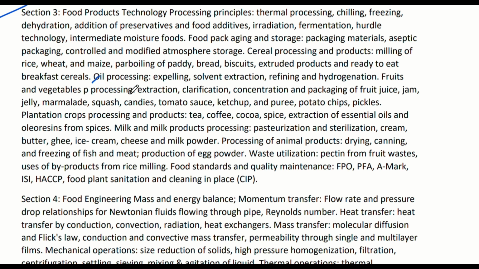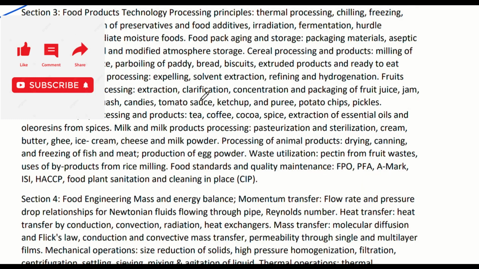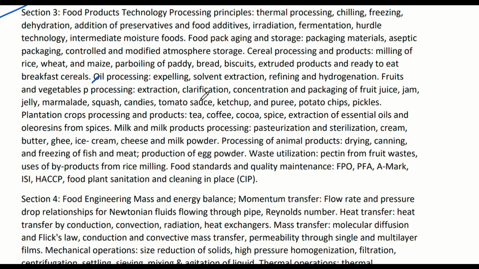Oil processing, expelling, solvent extraction, refining and hydrogenation. Fruits and vegetables processing, extraction, clarification, concentration and packaging of fruit juice, jam, jelly, marmalade, squash, candies, tomato sauce, ketchup, and puree, potato chips, pickles.